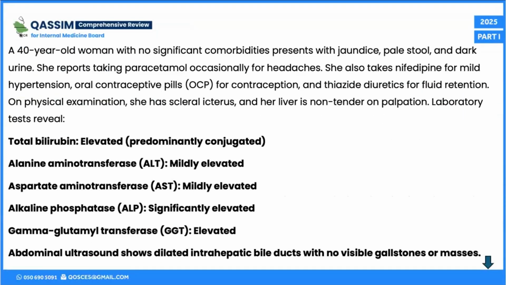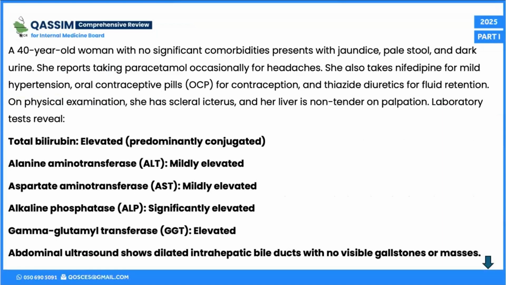Next question. A 40-year-old woman with no significant comorbidities presents with jaundice, pale stool, dark urine, and she reports taking paracetamol occasionally for headaches. She also takes nifedipine for mild hypertension and oral contraceptive pills for contraception. She takes thiazide diuretics for fluid retention. On physical examination, she has scleral icterus, and her liver is non-tender on palpation.